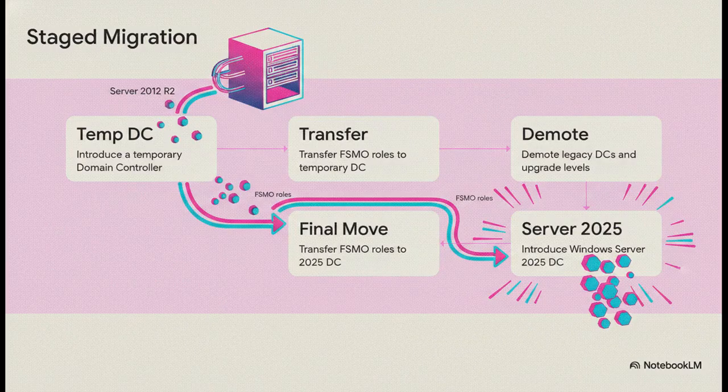The actual migration to Server 2025 from a legacy system, say Server 2012 R2, is best handled as a staged rolling upgrade. This ensures continuous availability. First, you introduce a temporary DC running an intermediate OS, like Server 2016, 2019, or 2022. Second, you transfer the FSMO roles over to that temp DC. Third, you demote the legacy DCs and bump up your functional levels. Fourth, you finally introduce your shiny new Windows Server 2025 DC. And fifth, you transfer those FSMO roles over to their permanent 2025 home.